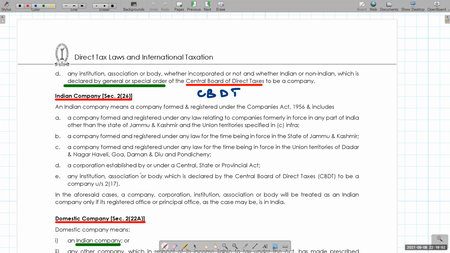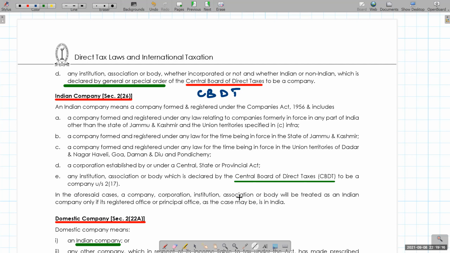Any corporation established by or under a central, state or provincial act also counts. And any institution or body which the CBDT declares through special orders and so on to be a company. This is how an Indian company is defined. All those come under the purview of an Indian company.